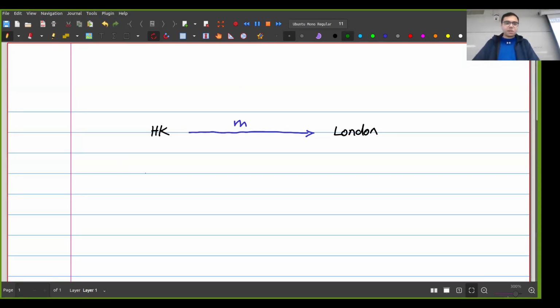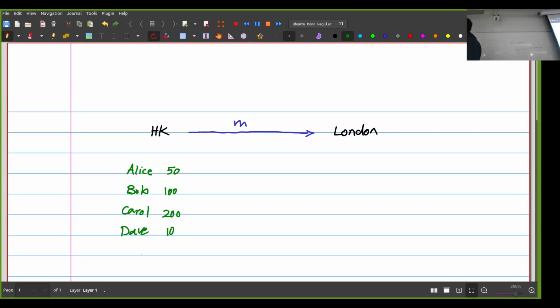And then we have a bunch of people who are depositing money. Let's say we have Alice, Bob, maybe Carol, and Dave. Each of them is depositing some amount, maybe 50, 100, 200, and 10. Later on, they want to go to the other branch and get their money back. The Hong Kong branch should give each one of these people a proof. Let's call them P1, P2, P3, and P4.